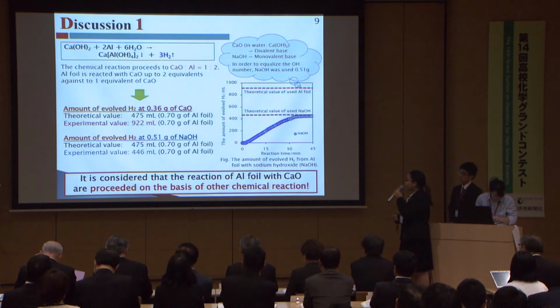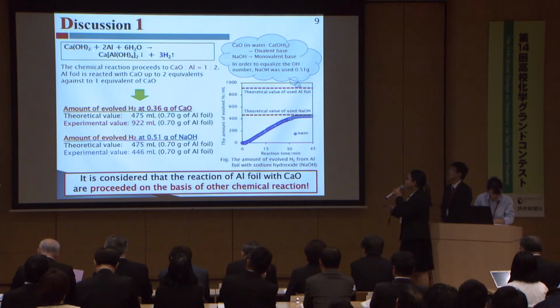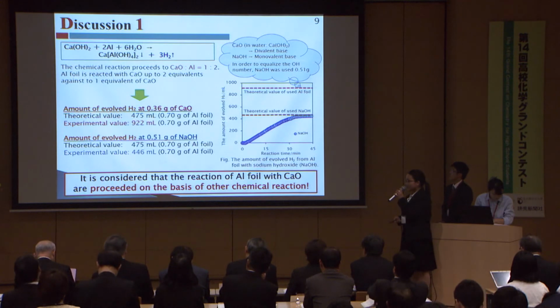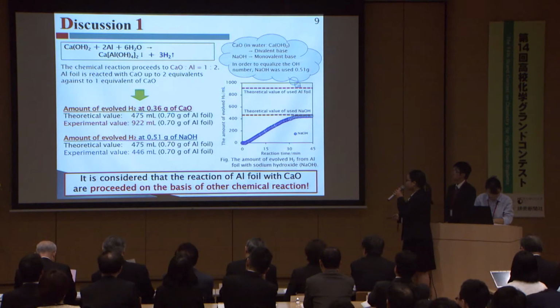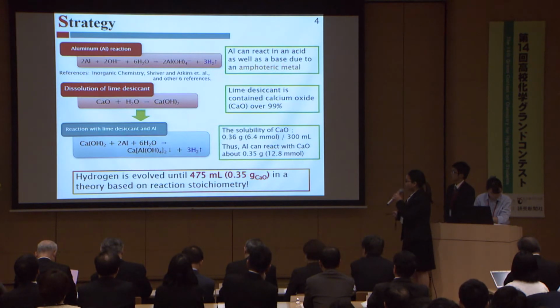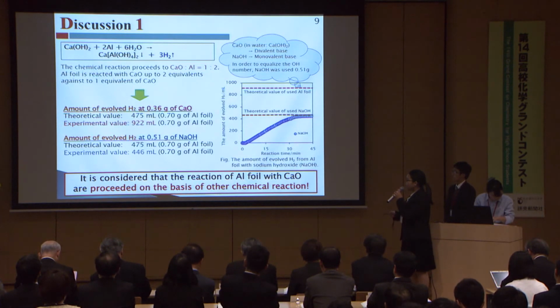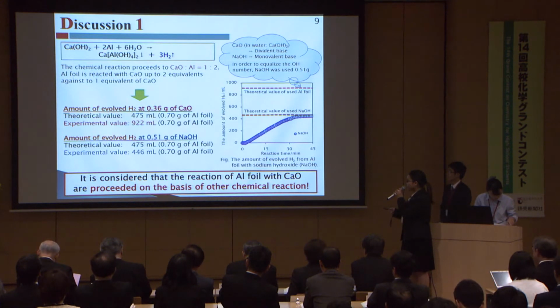Explaining in detail, the chemical reaction proceeded as follows. Usually, aluminum foil reacts with CaO up to 2 equivalents against 1 equivalent of CaO. Therefore, even if we used more than 0.35 grams of aluminum foil against 0.35 grams of CaO, it does not react anymore. So the theoretical value of evolved hydrogen is 475 milliliters. However, in our result, the amount of evolved H2 was 922 milliliters at 0.7 grams of aluminum foil.